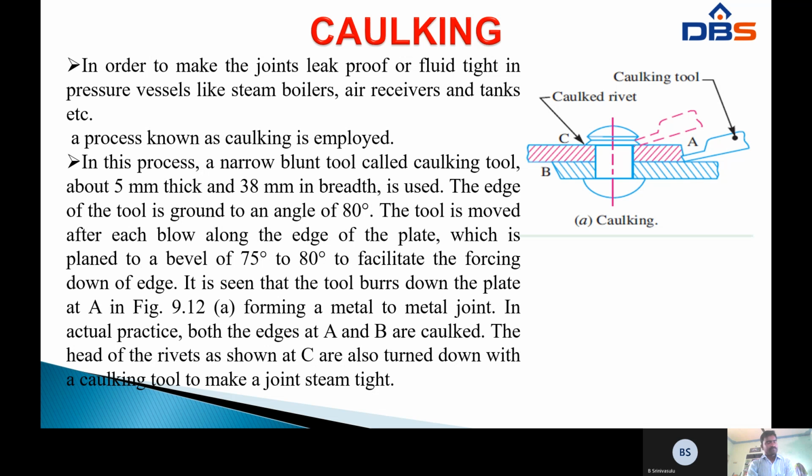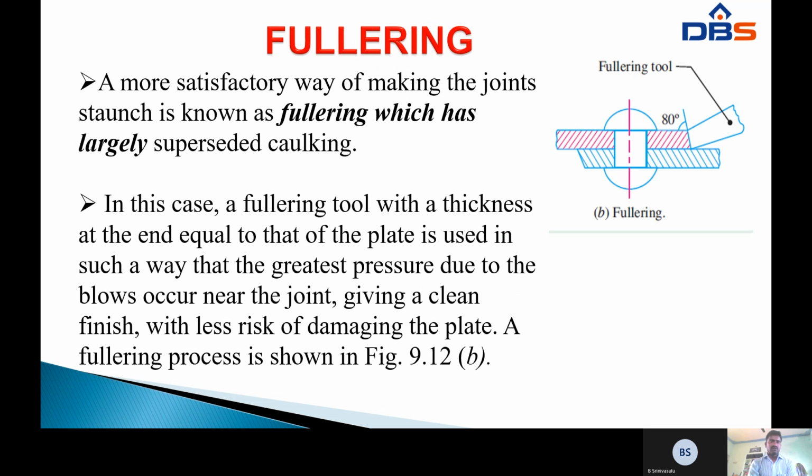Caulking is the most important method for a fluid-tight, leak-proof joint. Next, fullering. Fullering is another type of leak-proof joint. Caulking uses a caulking tool, and fullering uses a fullering tool. That is the main difference between caulking and fullering.